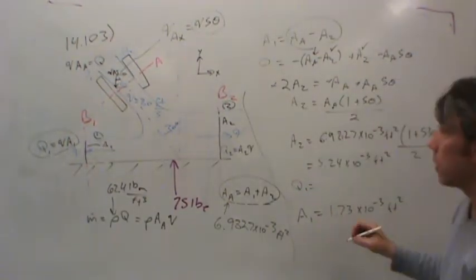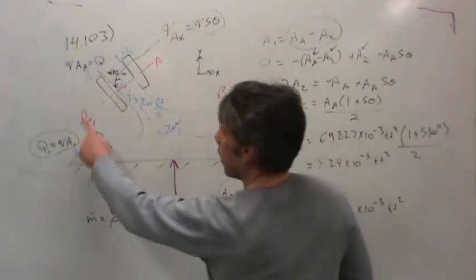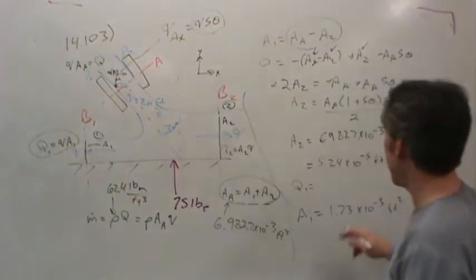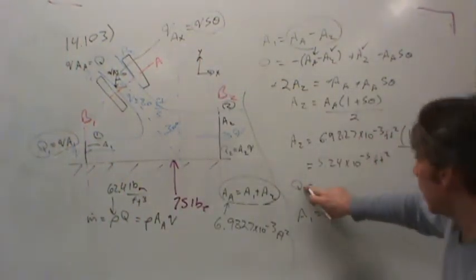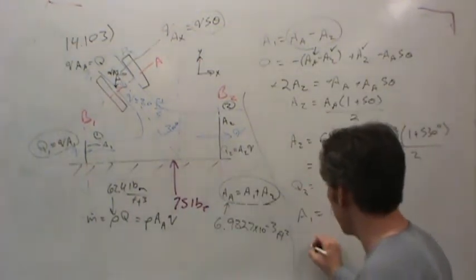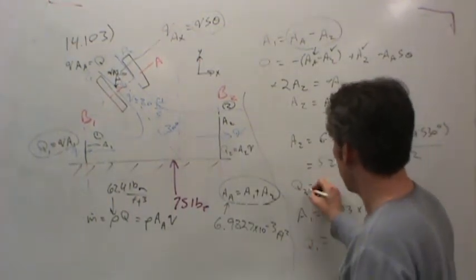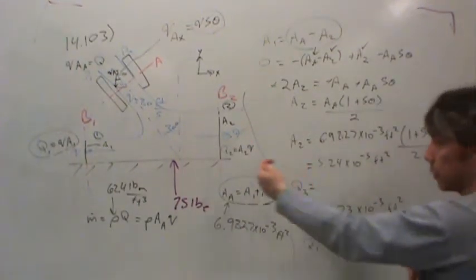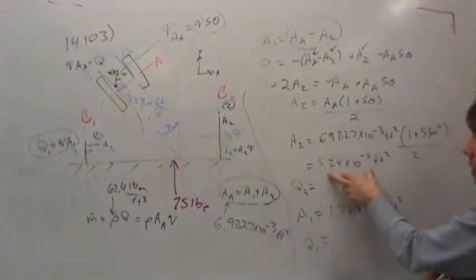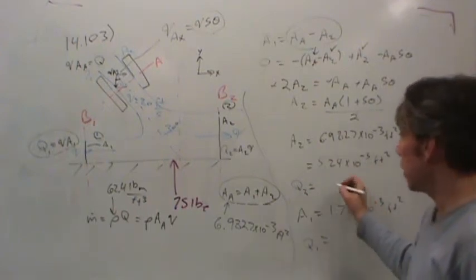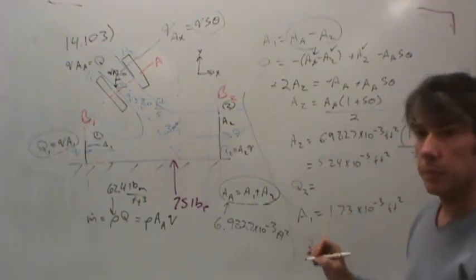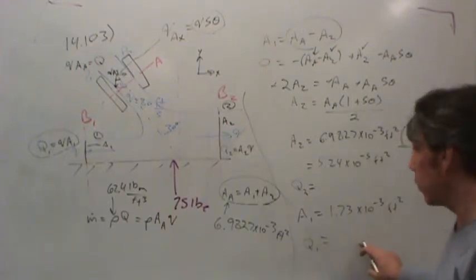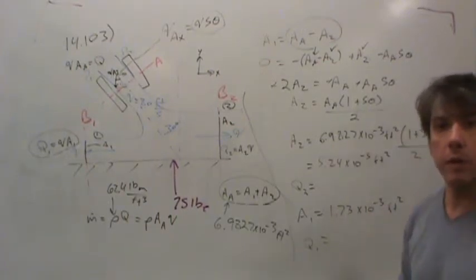Q1 is 80 feet per second, right? Because that's V multiplied by A1. And I should make this Q2 and put Q1 down here. So on this side, I need A2, which is right here, multiplied by 80 feet per second. So take this and multiply it by 80. What do you get? Or if you've still got this number in your calculator, just multiply it by 80 and that'll give you Q1.